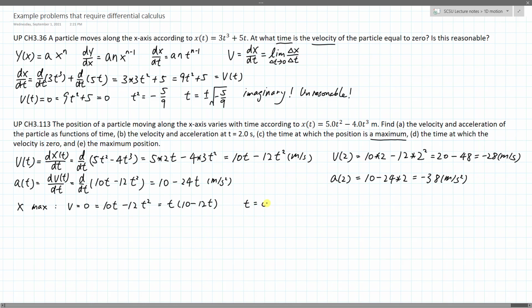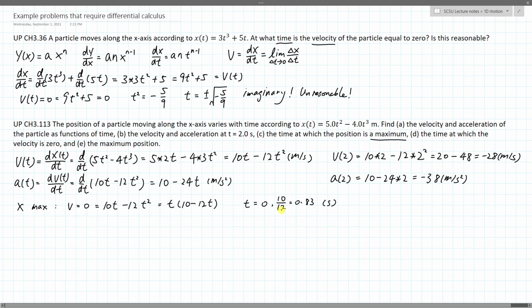t is equal to 0. When t is equal to 0, the product is 0. Or this whole thing is equal to 0, then t has to be equal to 10 over 12. And you can write it down as 0.83 if you want. So that is 0.83, just keeping 2 sig figs, in seconds. Okay, so we have 2 points in time when the velocity is 0.